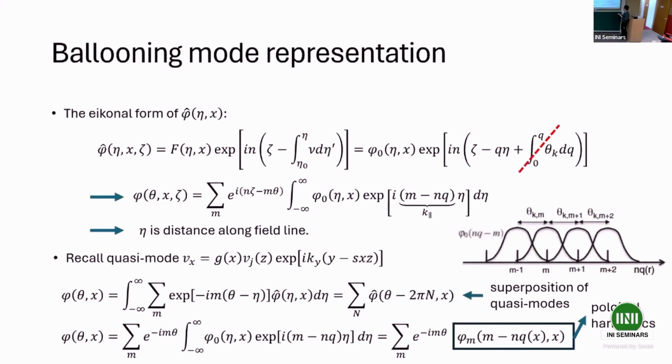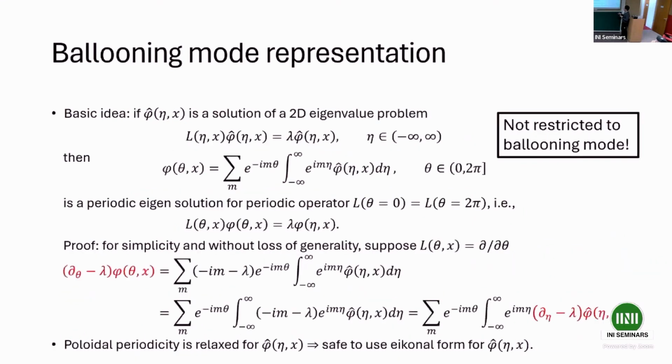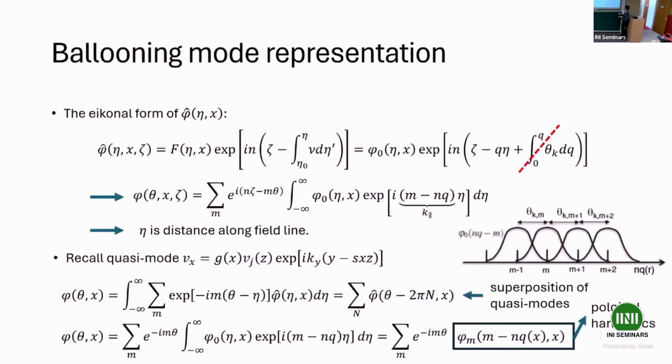So after replacing the theta by eta, it's safe now. It's safe to write the perturbation into this eikonal form, and the expression for theta is just given here. Since m minus nq is just the k parallel, the eta is just the distance along the mean field line.